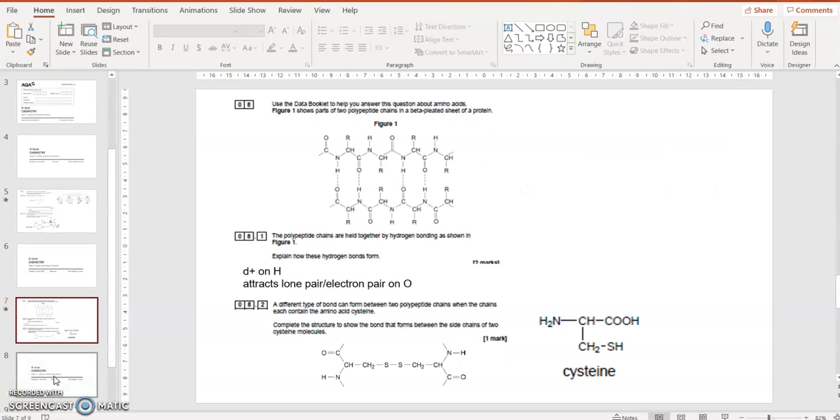2018. So here's one where you just have to draw hydrogen bonds and say that it's between the delta plus on the H, which attracts a lone pair of electrons on the O, straightforward. And then you've got cysteine. Cysteine forms sulfur to sulfur bridges, where the SH part on one cysteine can bond with the SH part on another cysteine, and it forms an S to S bond, the sulfur-sulfur bridge between the 2 bases.